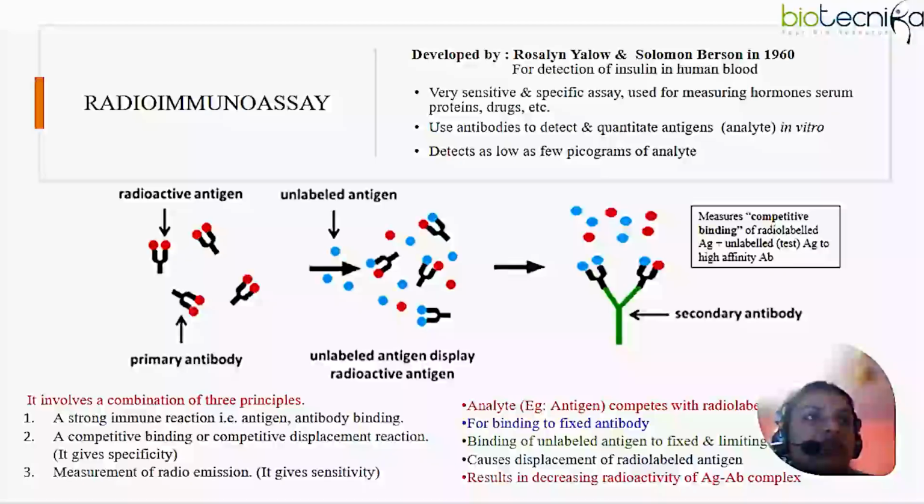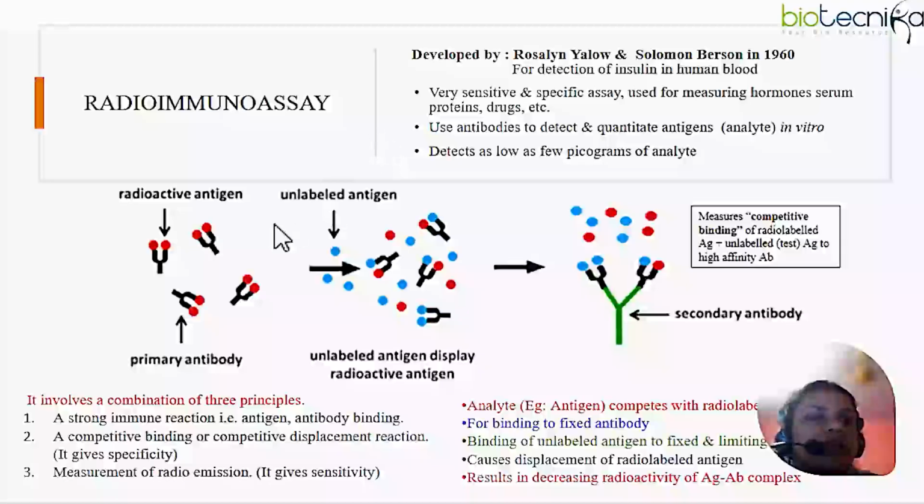Here we use antibodies to detect and quantitate any particular type of antigen or analyte in your sample. So even if the quantity of antigen is very low, even in picograms, we can still analyze it. Now, how does this principle actually work? We have some primary antibodies which are very specific towards a given antigen, so we will radiolabel the antigen. This radiolabeled antigen, or radioactive antigen, goes and binds to most of the primary antibodies.